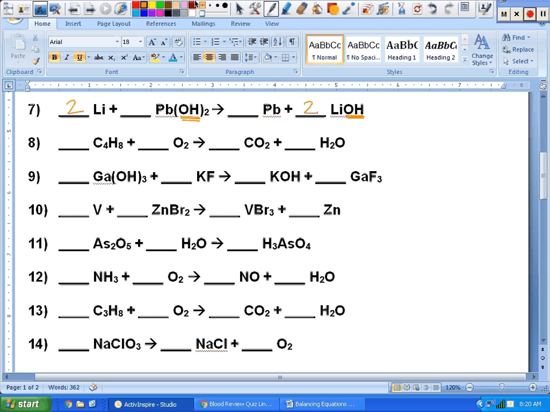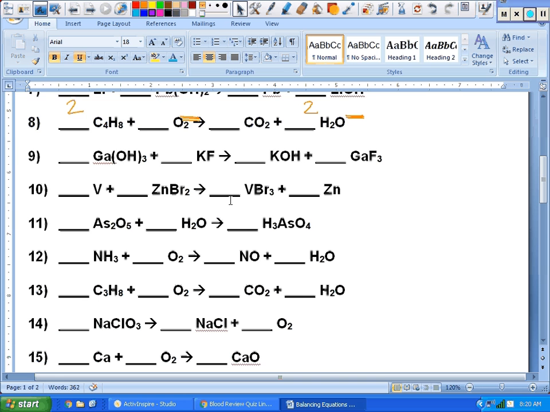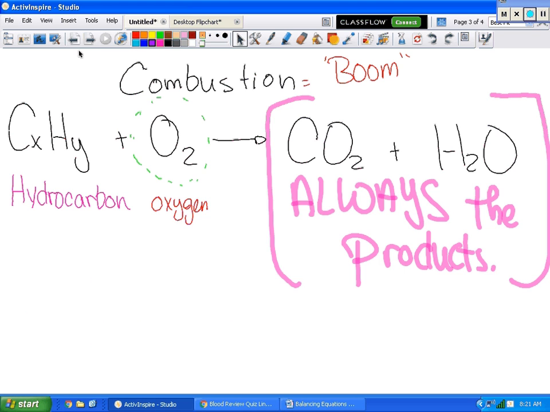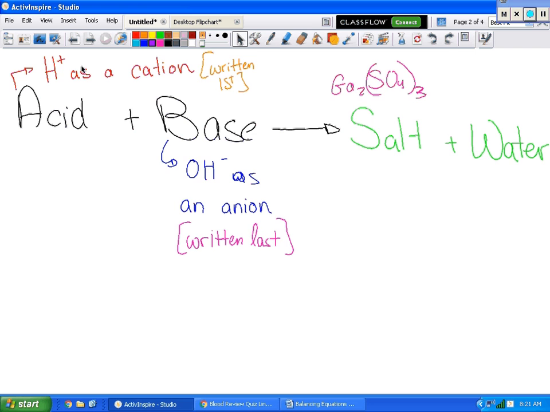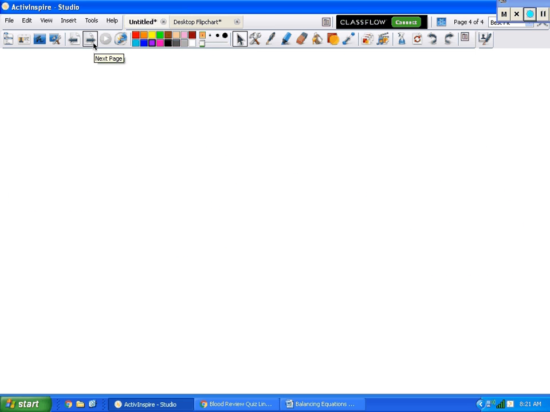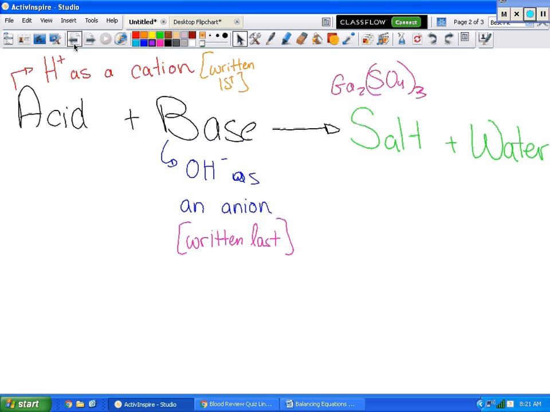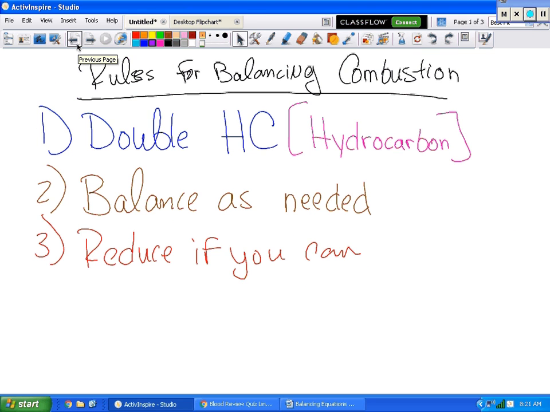Did we balance number 8? All right, so let's look at number 8. First of all, what type of reaction did you write down? Combustion. This is combustion. And I gave you 3 very simple rules for combustion. I hope they're still there. Yeah. Nope. Somebody erased them. Darn it. I think I wrote them down. Yeah, there they are. Okay.